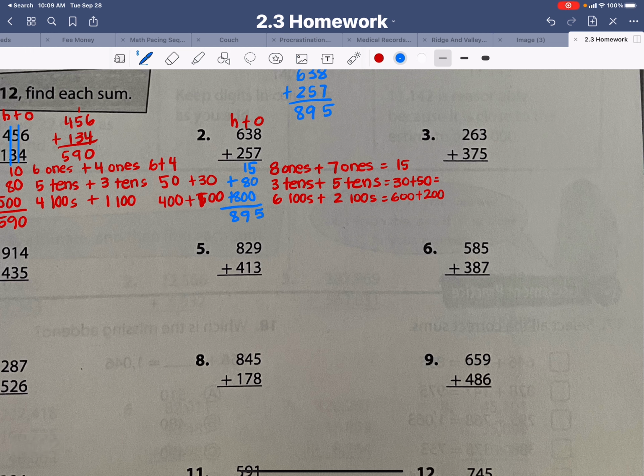All right, so I am going to label my ones, tens, and hundreds. All right, and now I'm going to put 3 ones. Okay, so 3 ones plus 5 ones. Okay. 3 plus 5 gives me 8. Next, I'm going to look at my tens place.